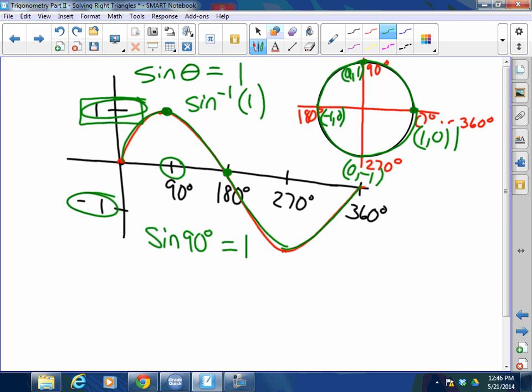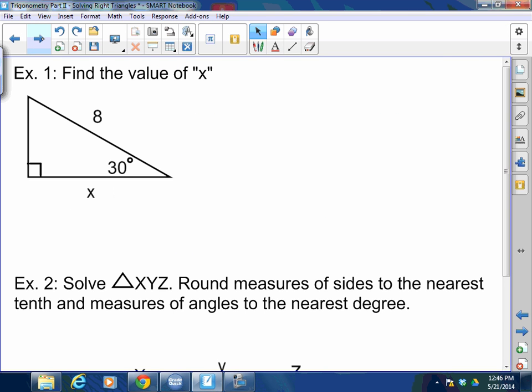Does this help? Okay. If this helps, then you're really going to love this. Find the value of x here, guys. When we want to find the value of x, you have to keep in mind you're going to have to use one of the 6 trig functions. You're going to have to.